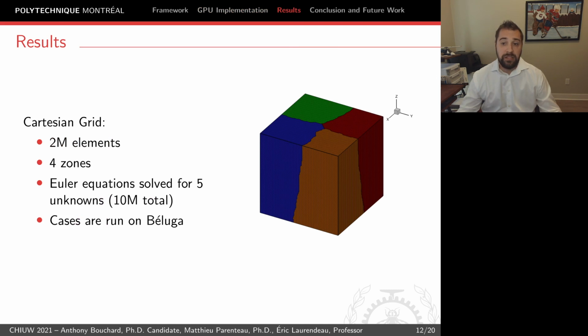Now I show the different performance results obtained for this work. We used a 2 million element Cartesian grid split into 4 zones. The Euler equations are solved for a total of 10 million unknowns. The cases are run on Beluga, which is a general purpose cluster from Compute Canada. Note that because the flow solver is not ported over to the GPU yet, the results shown are only for one GMRES iteration.